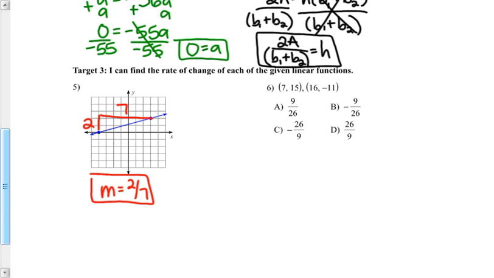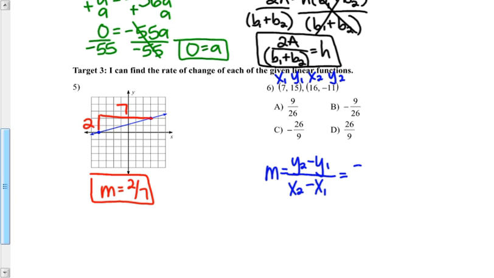On number 6, I'm still looking for the rate of change, but now I'm given 2 points. So we do have a slope formula. Still thinking about that rise over run. Our rise is the y, so we do y2 minus y1 over x2 minus x1. And then I'm going to label these points, and it doesn't matter which point you call the 1s and which is the 2s. So I'm going to fill in based on how I labeled.